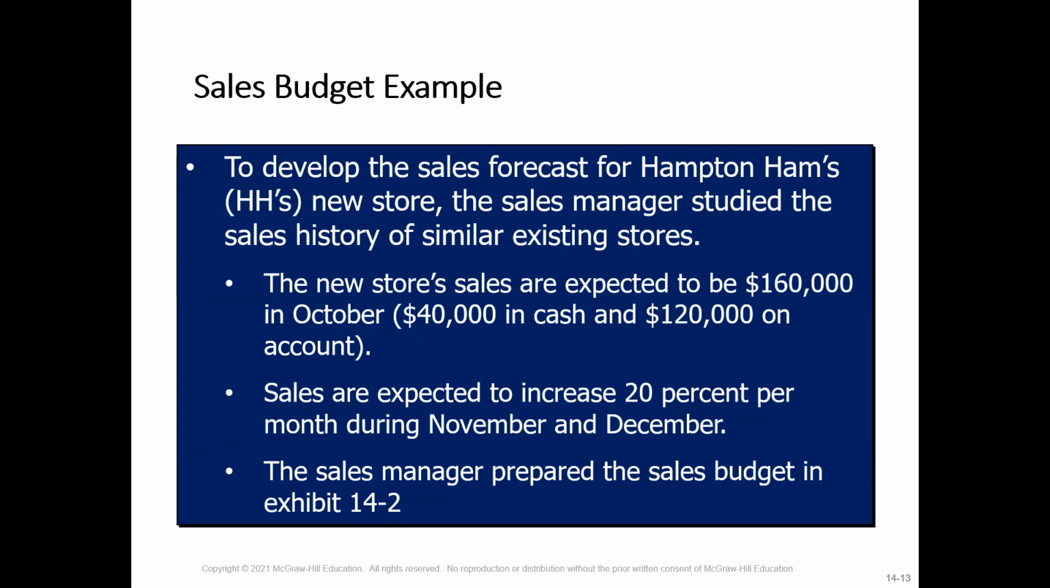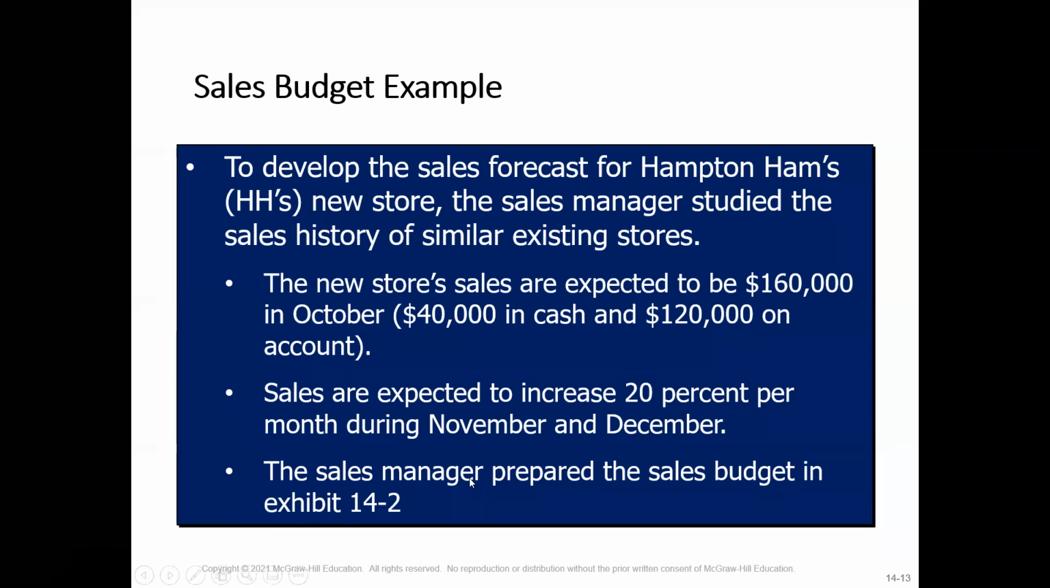So our new store sales, we're opening right about the time of the holiday season. New store sales are expected to be 160,000 in October. We do need to look, in terms of the cash receipts budget, at when we're going to receive those sales. They're going to be in the current month or in the month following.